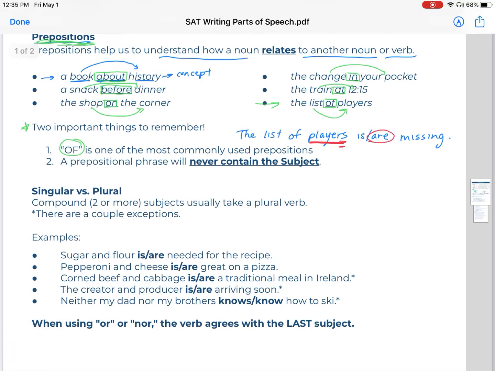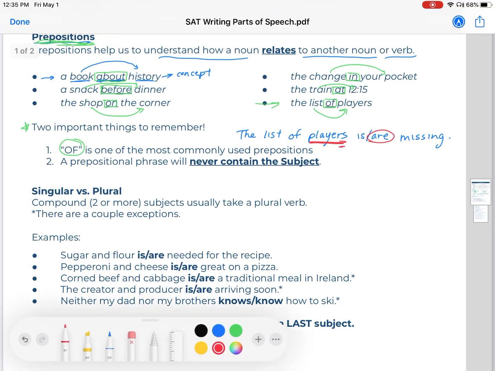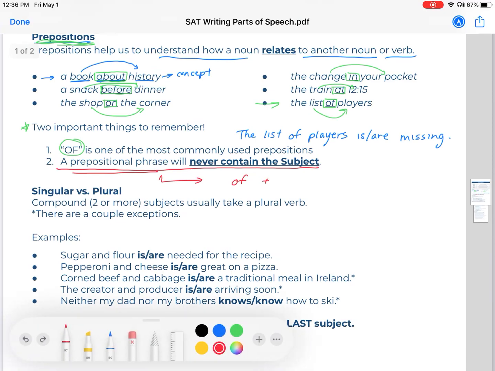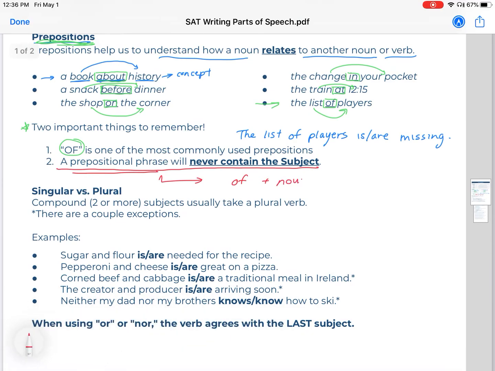Plural subject, plural verb. But that's where the second rule comes in that's really important, which is knowing that a prepositional phrase will never contain a subject. Right? So what is a prepositional phrase? It's the preposition, like of, plus the noun. Right, so preposition plus its noun equals a prepositional phrase. So here, the prepositional phrase is of players.